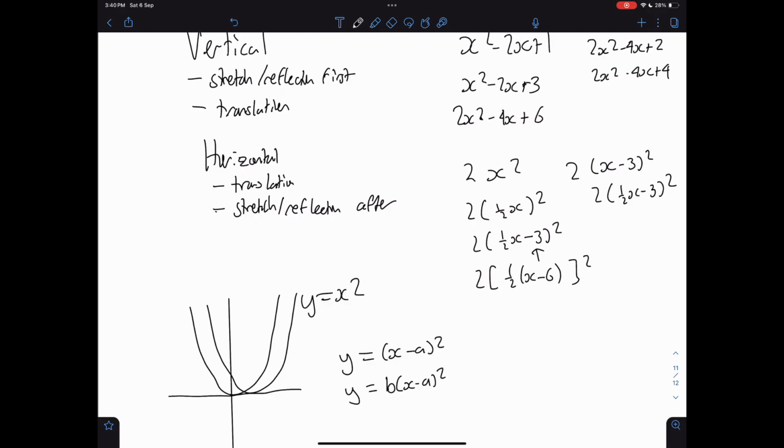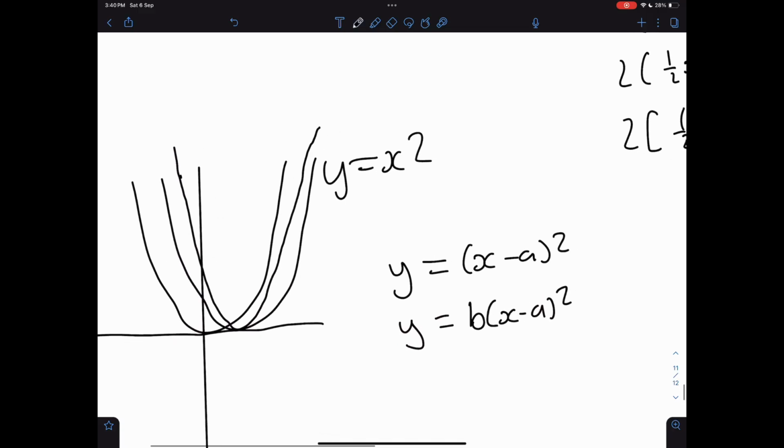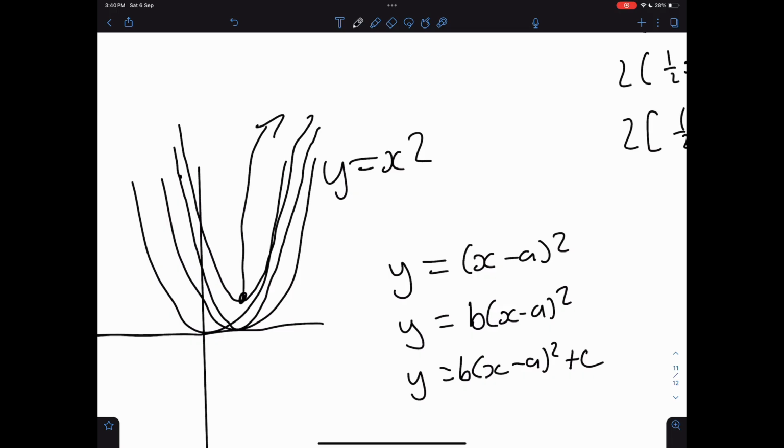It doesn't change where that vertex is, because that vertex is still on the axis, so it doesn't change. So it'll just be stretched upwards. And then if we finally did this, it'd be translated out like that. And then this vertex will have those coordinates A, C. And that's why that vertex formula works.